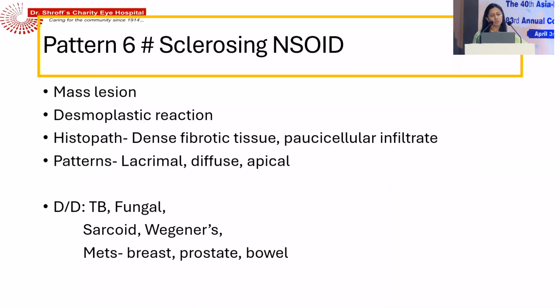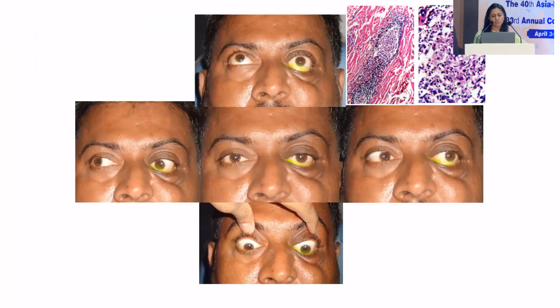So we did a biopsy, and what we found was a lot of sclerosis with a lot of desmoplastic reaction, dense fibrosis, and a very paucicellular infiltrate. All of this points towards the diagnosis of a sclerosing variant of NSOI. This is one variant where there can be a lot of bony destruction, and it can mimic a tumor or neoplastic etiology. Other differentials of this condition could be fungal, sarcoid, Wegener's. There can be bony changes in these entities also, and metastatic cancer also needs to be ruled out. Again, the treatment remains steroids.